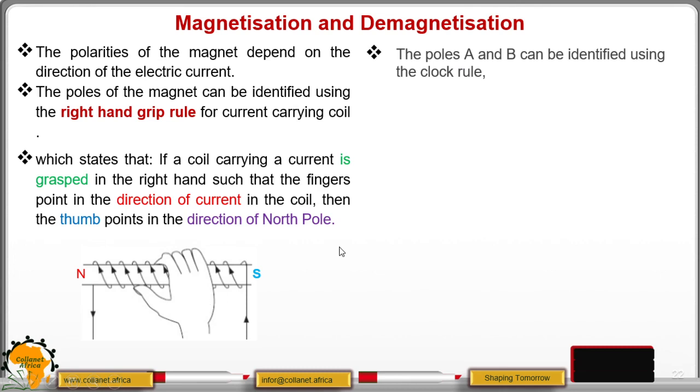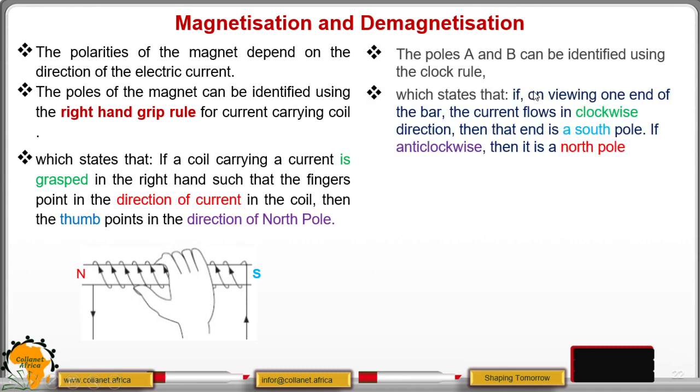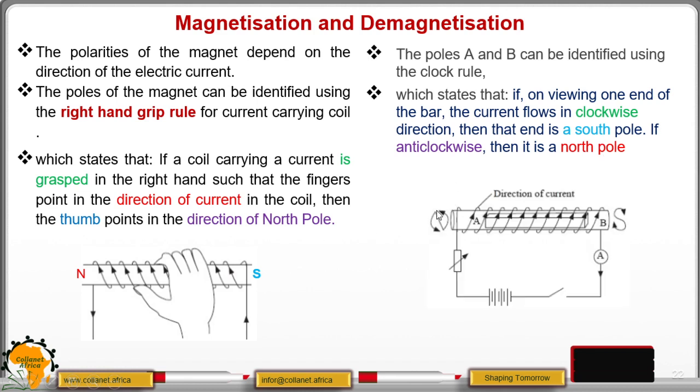Now the poles A and B in our case here can be identified also using the Crook rule. The Crook rule states that on viewing one end of a bar magnet, if you find that the current flows in the clockwise direction, then that end is a south pole. And if anti-clockwise, then that end is a north pole. Remember, you are viewing from one end. So you are placing your eye on this end, and you can see that when you view on this side, the current will be flowing anti-clockwise. So if it is anti-clockwise, then that end becomes the north pole.